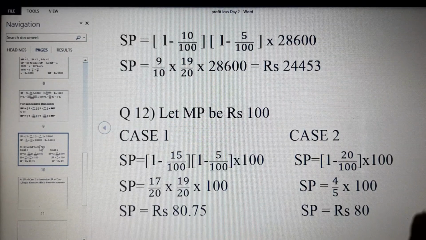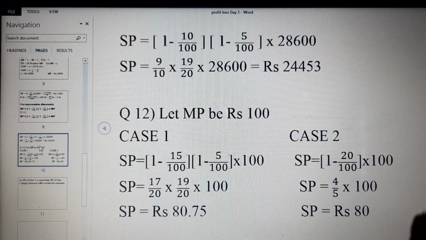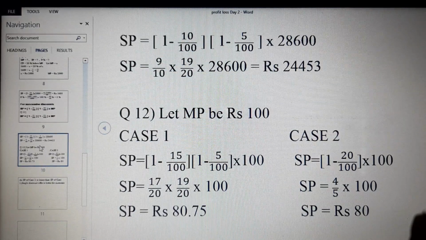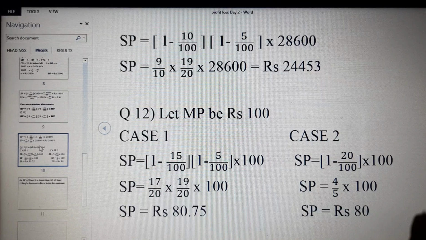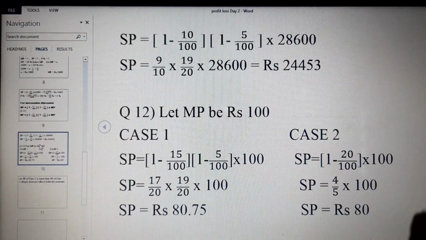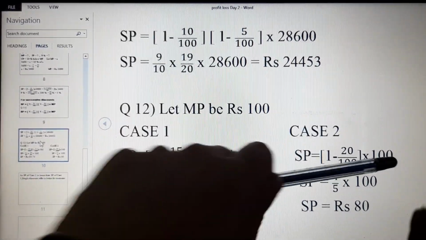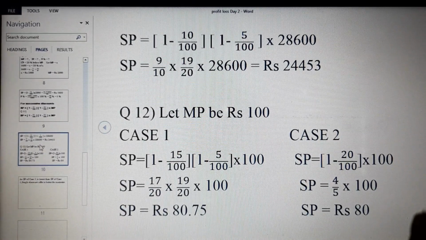Now, moving on to the next question, it says that there are two shopkeepers. One gives two successive discounts, 15% and 5%, and the other shopkeeper gives only one single discount, that is 20%. We have to find out which offer is better for the customer. You will say that 15% and 5% makes 20 only, and he is also giving 20, so it has to be the same. It should be similar, but actually it is not.